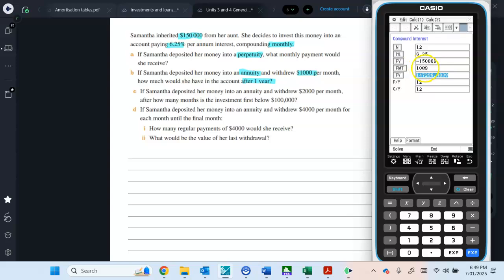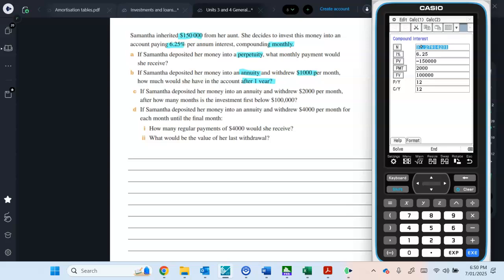All right. Question C. This time her annuity is $2,000. Doing the right question now. After how many months will the investment first be below $100,000? So let's put the $100,000 in here as our future value, and we just want to calculate N. It makes sense, because from primary school when you're doing rounding, you're used to rounding that to 37. Now, if it was 37, it wouldn't be below 100,000, so we do need to round it to 38. So think about the context of the problem.